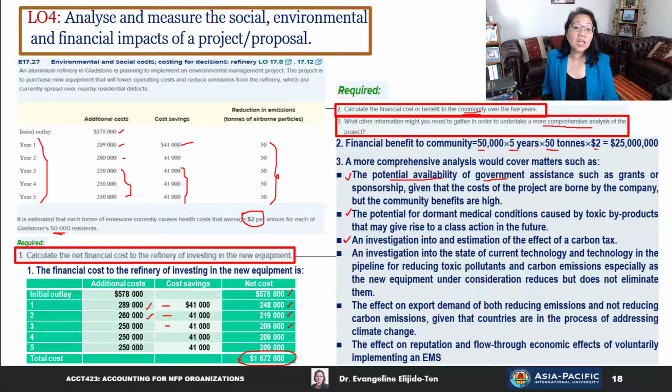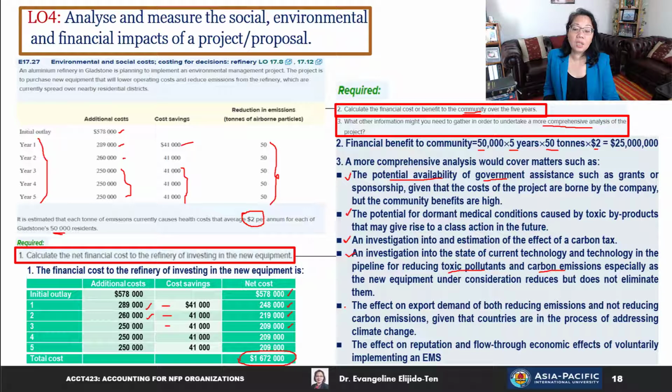Also, an investigation into the state of current technology and technology in the pipeline for reducing toxic pollutants and carbon emissions, especially as the new equipment under consideration reduces but does not eliminate them. So if there is new technology in the pipeline that could actually, well, not just reduce but eliminate carbon emissions, then that might be better. So it might be worth the wait.